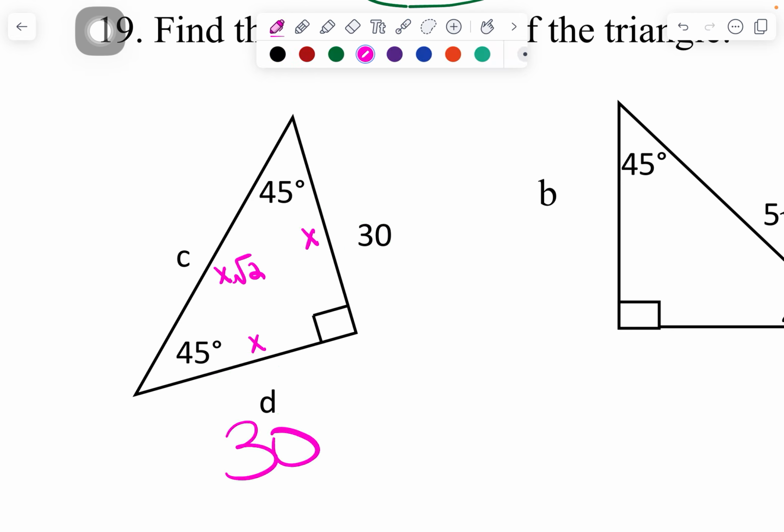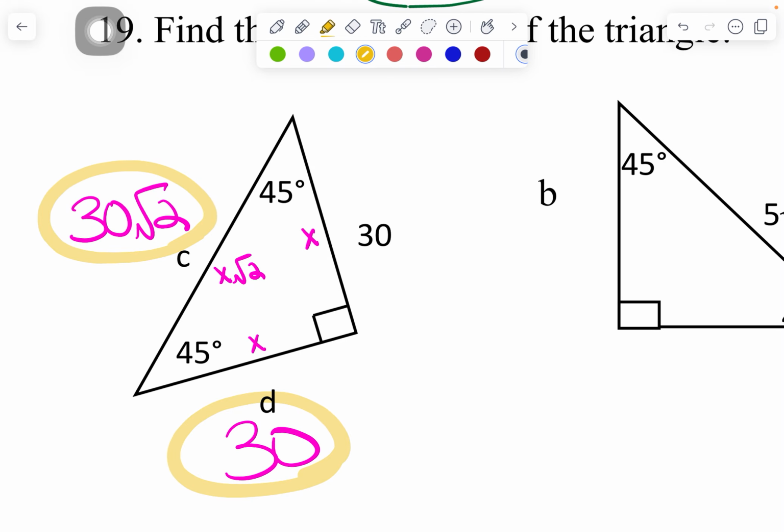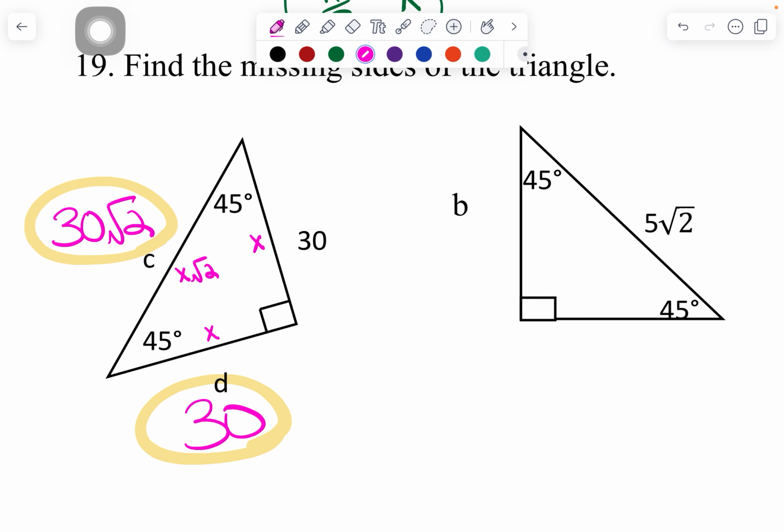So this is going to be 30. And then whatever this x value is, I'm going to take that x times root 2. So the hypotenuse here is going to be 30 root 2. There is nothing else you need to do with these as long as you know that relationship. Part B, same exact kind of problem. I'm saying part B, but it's a second triangle here.